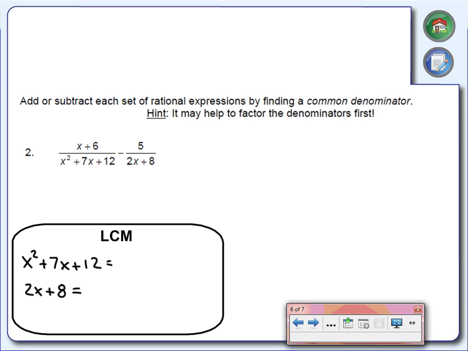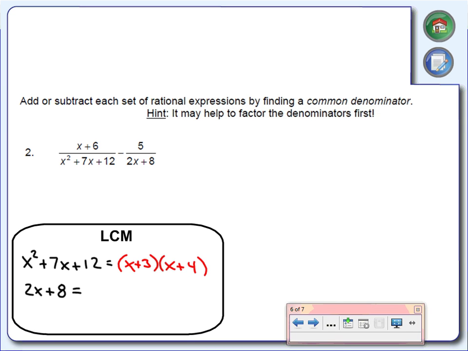So if I come down to the bottom here, let's factor x squared plus 7x plus 12. Let's find the factors. I know x times x is going to give me the x squared. What are factors of 12 that would also add up to a 7? Positive 3 and positive 4. 4 times 3 is 12. 3 plus 4 is 7.